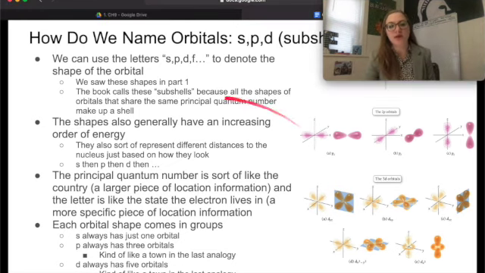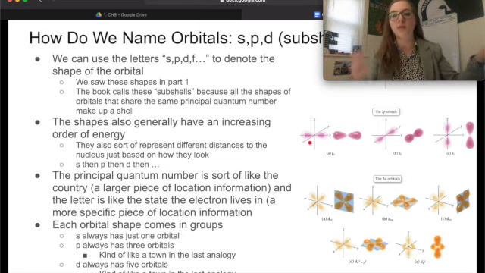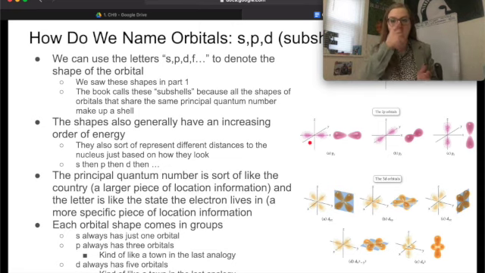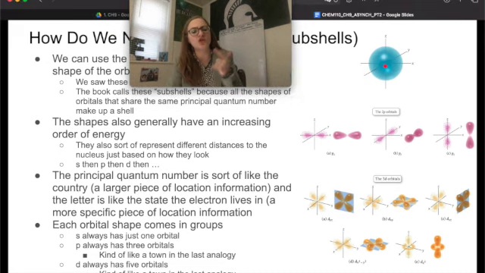We have these different shapes, and we can call these subshells. If all the same principal quantum number is a principal shell, these are the subshells. Again, you probably won't hear me use this term quite so much, but the book uses it. The shapes also have a generally increasing order of energy. Things that are close to the nucleus are low in energy, and things that are further from the nucleus are higher in energy in general. We talked about that, right?